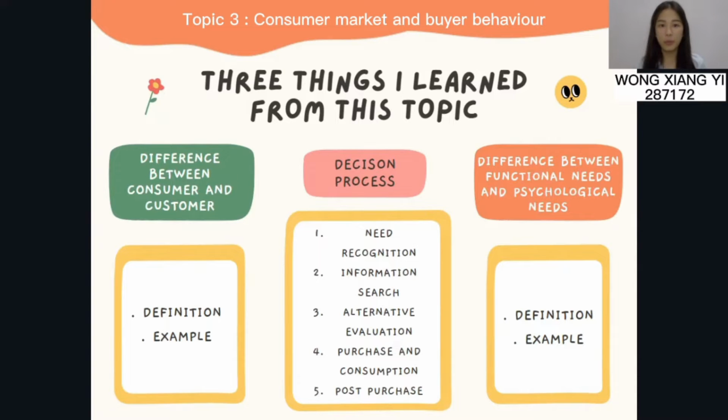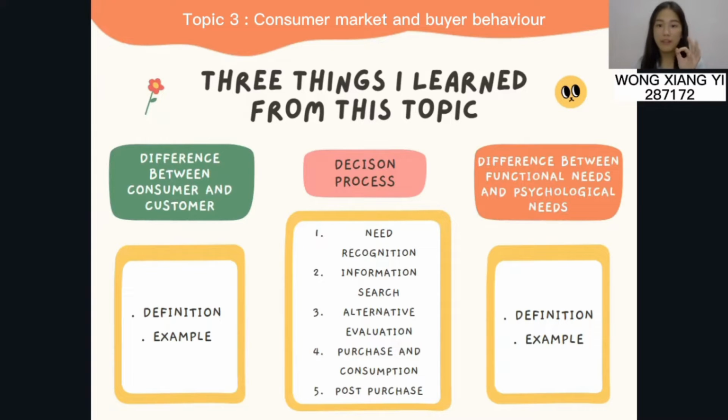The second one is the decision process. The consumer decision process represents the process a consumer needs to go through before, during, and after making a purchase. There are 5 steps in this decision process. The first one is need recognition. The second one is information search. The third one is alternative evaluation. The fourth one is purchase and consumption, and the last one is post-purchase.